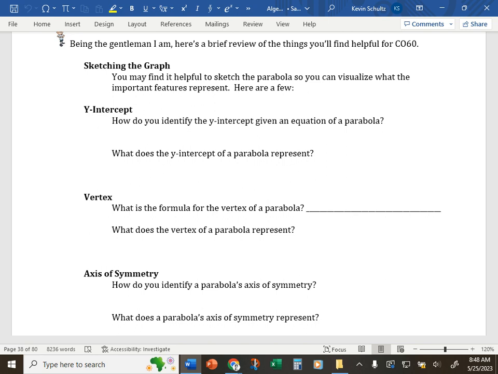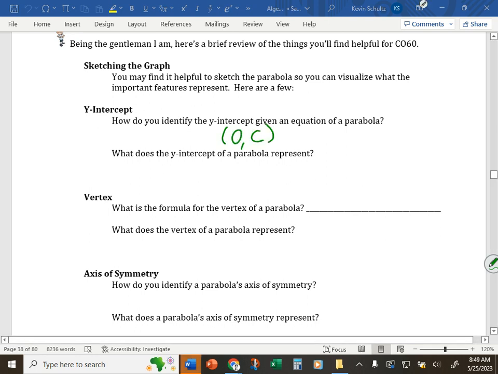First of all, sketching a graph. How to tell just by looking at an equation whether the parabola is opening up or opening down. How to calculate the y-intercept very easily just by looking at the equation, things like that. Getting a general shape of what the parabola is supposed to look like. The y-intercept. How do you identify the y-intercepts given an equation of a parabola? 0c. Okay? 0c. Now, more importantly, the context piece here, what does the y-intercept of a parabola represent?